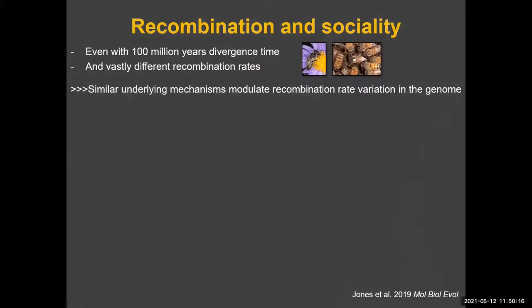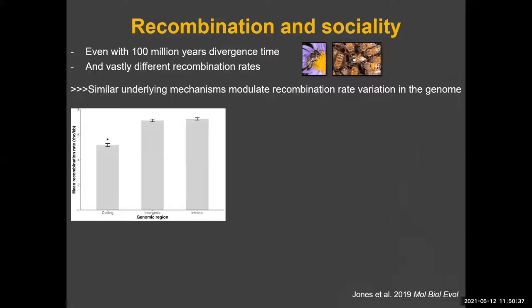And even with 100 million years divergence time between these two bee species and vastly different recombination rates, we find that there are similar underlying mechanisms modulating recombination rate variation in the genome. Both bee species show differences in recombination rate between different genomic categories or regions. And as you can see here as an example for the solitary leafcutter bee, which also goes for the highly social honeybee, we find that there's a significantly lower recombination rate in coding regions compared with intronic and intergenic regions.